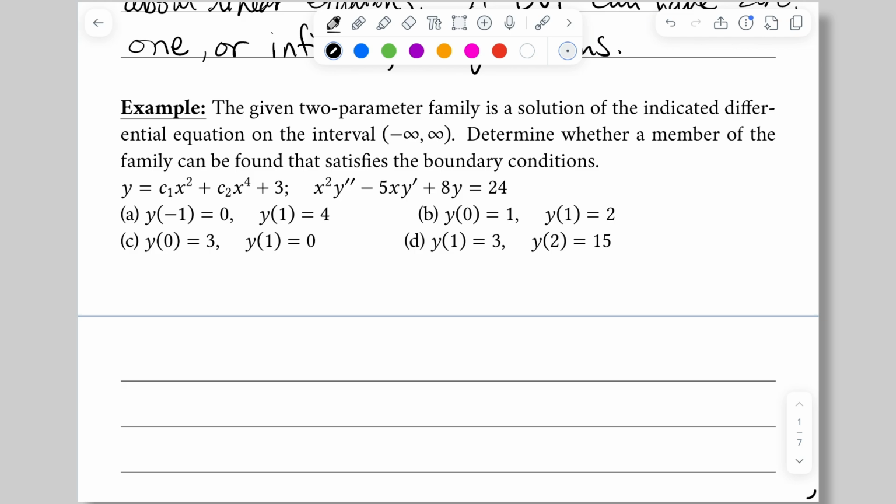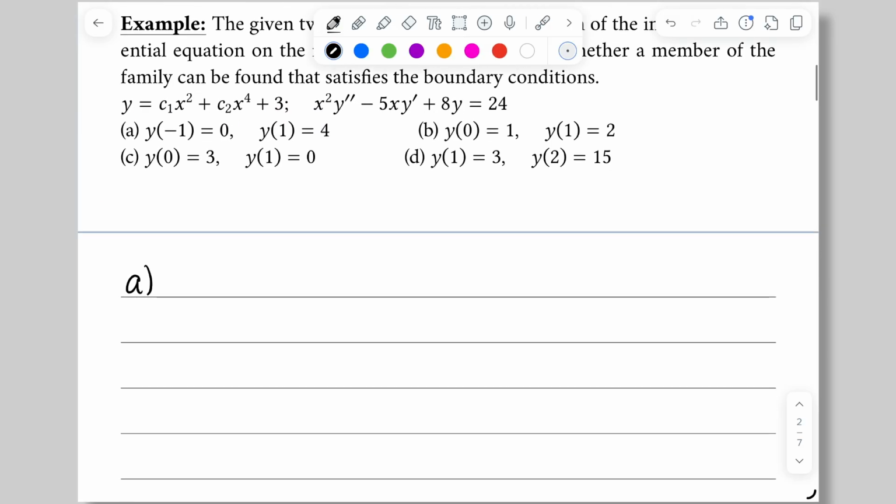We're given a differential equation, x squared y double prime minus 5xy prime plus 8y equals 24, and a solution y equals c1 x squared plus c2 x to the fourth plus 3. It's a 2-parameter family of solutions because we have a c1 and c2. And by the way, later in the chapter, starting with an equation like this, we're going to find a solution that looks like this. For now, our focus is a little different. Given boundary conditions y of -1 equals 0 and y of 1 equals 4, can we find a member of the family of solutions that satisfy those conditions?